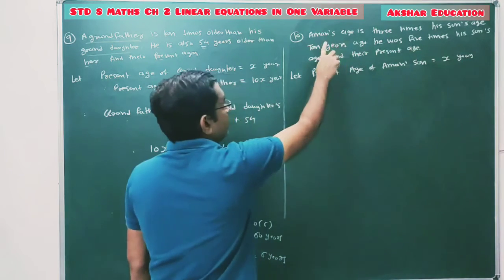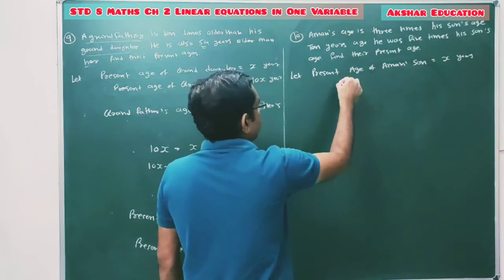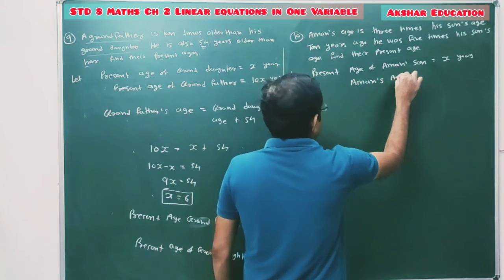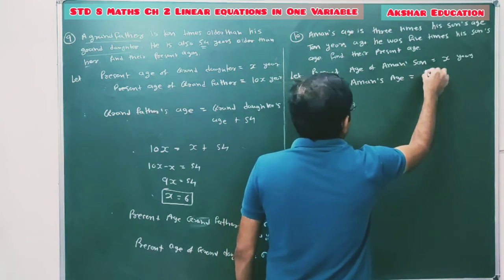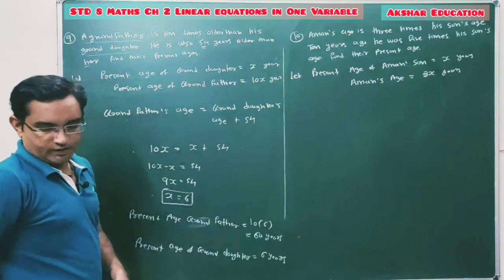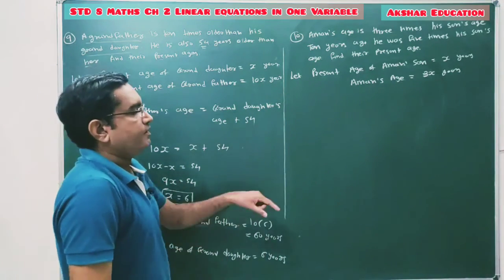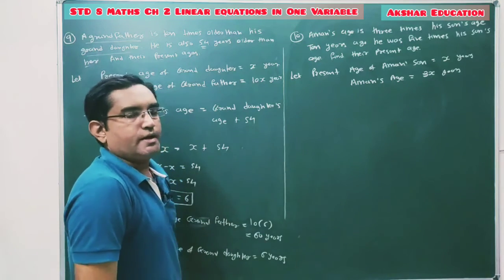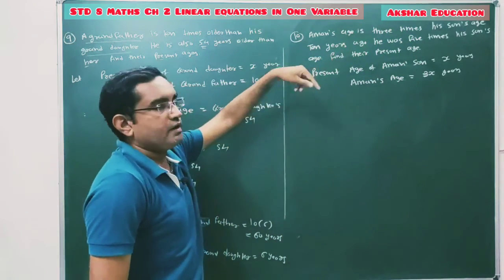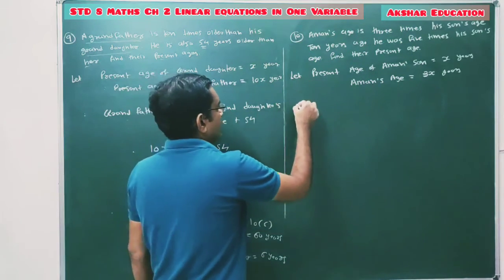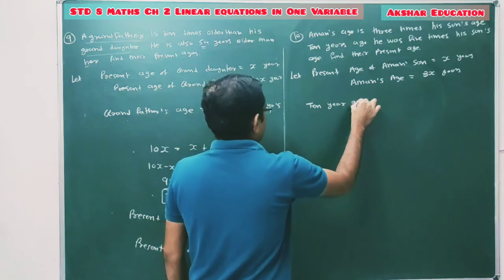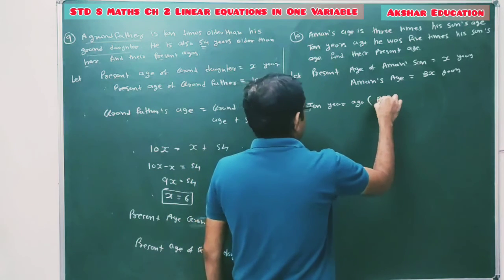Now we can say that Aman's age is 3 times his son's age. So Aman's age will be 3 times. So it will be 3x years. Clear? So present age of Aman's son is x years and present age of Aman is 3x years. 3 गुना हो गया. Now 10 years ago, before 10 years.